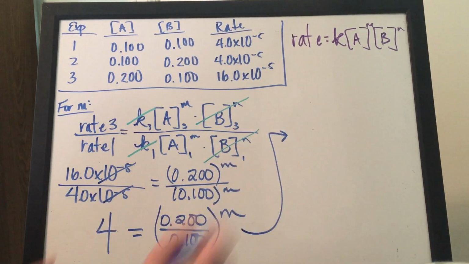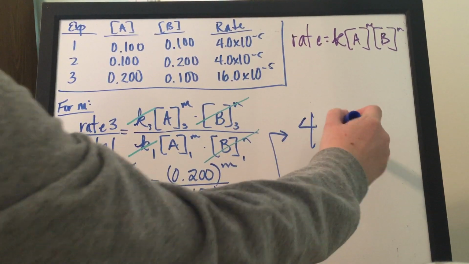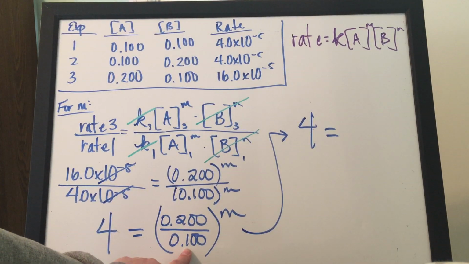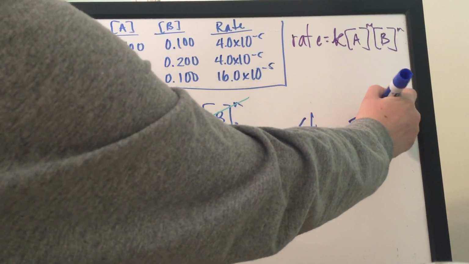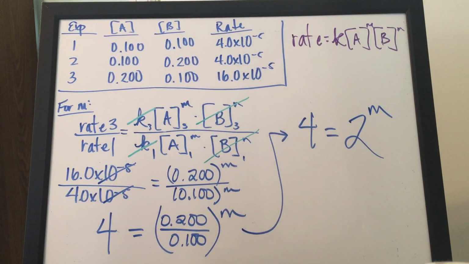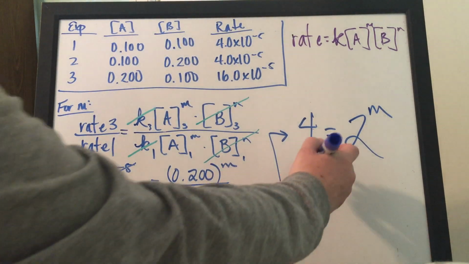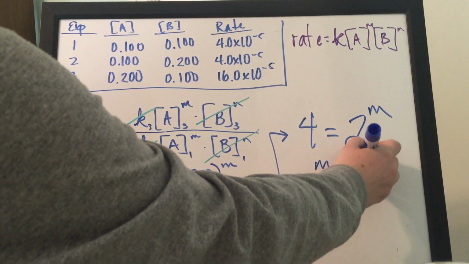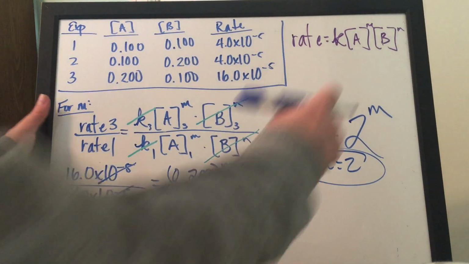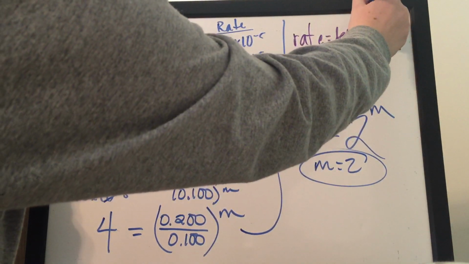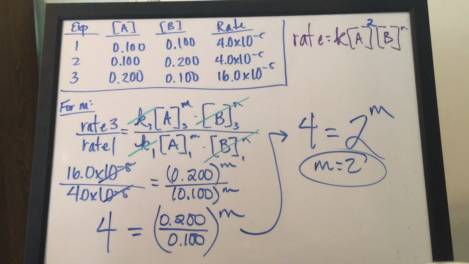Essentially what we have now is 4 equals, can we simplify this? Oh, most definitely. 0.2 divided by 0.1, well, that's 2 raised to the M power. And what is the only thing that M can be? The answer, 2. So again, rather lengthy, but we have just solved now for this. And now we know that that's a 2.